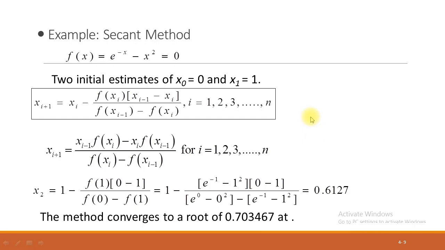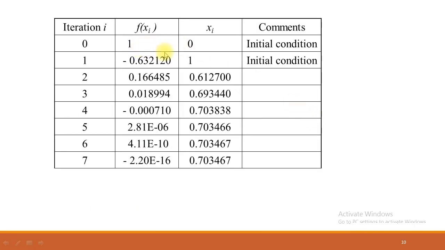Now the method converges to a root of 0.70346778. You see here in this table, this is the value of x0 and this is the value of x1. We have two initial roots which we choose, x0 is 0 and x1 is 1. Now by using the secant method, when we put x0 is 0 in the given equation we get 1, and when we put x1 is equal to 1 in the given equation we obtain minus 0.6312.